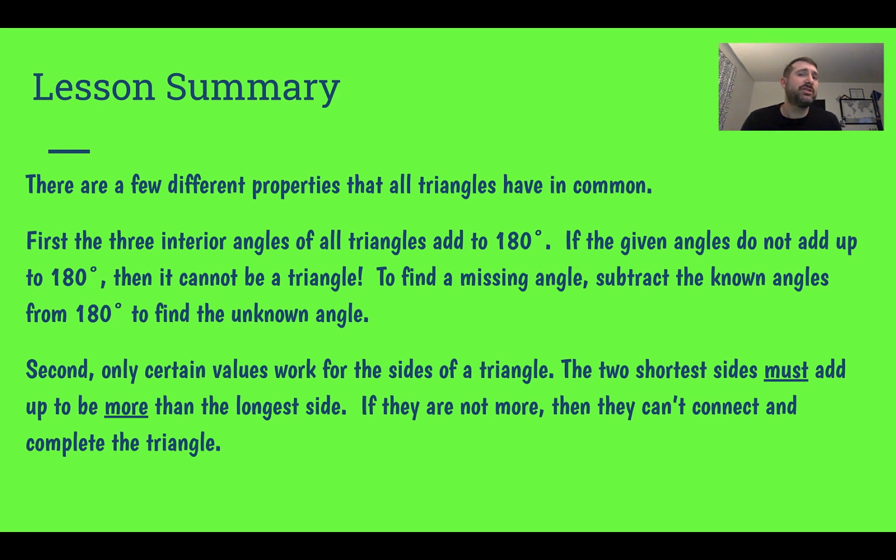Second, only certain values can work for the side lengths of a triangle. The two shortest sides must add up to be more than the longest side. If they are not more, then they won't be able to connect to form that triangle. They would end up laying flat on that longest side with a gap between it. So those two sides have to be longer in order for them to connect.